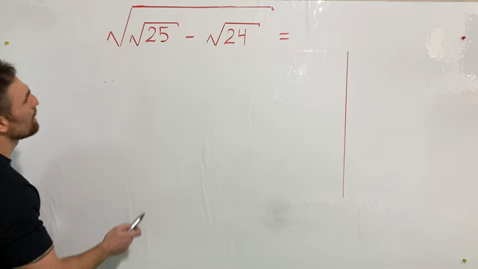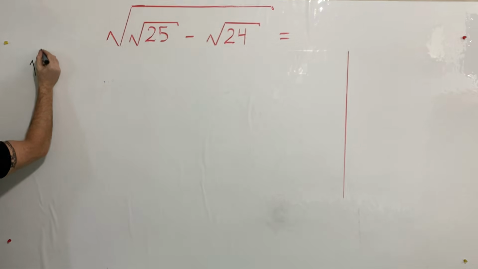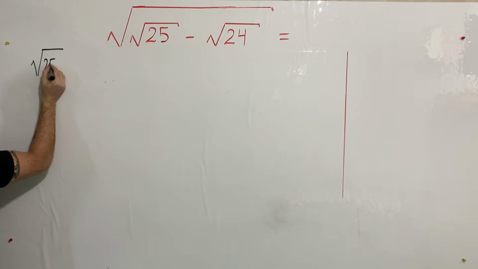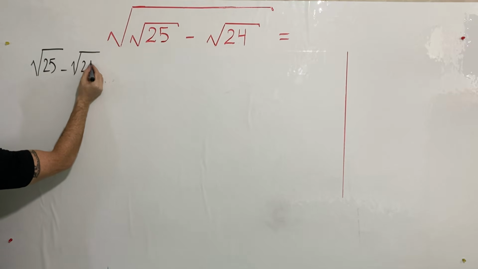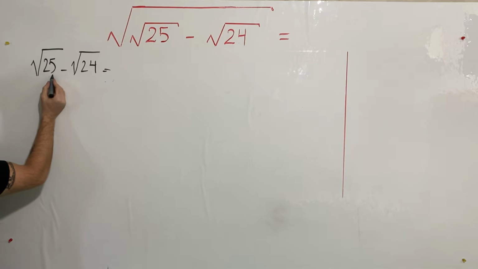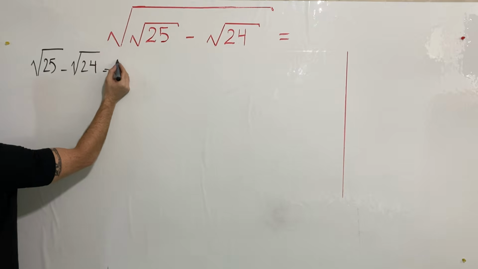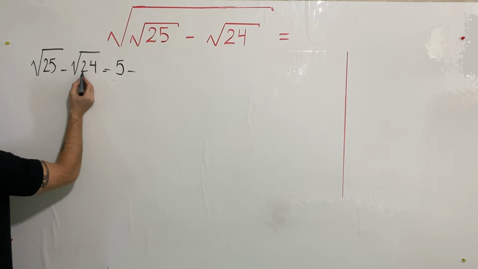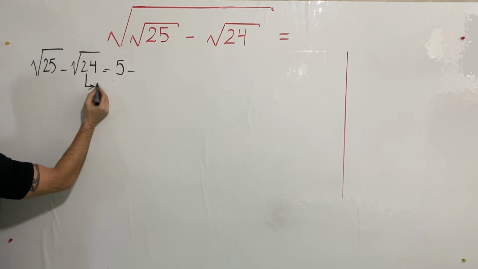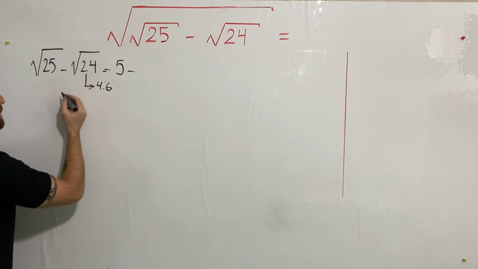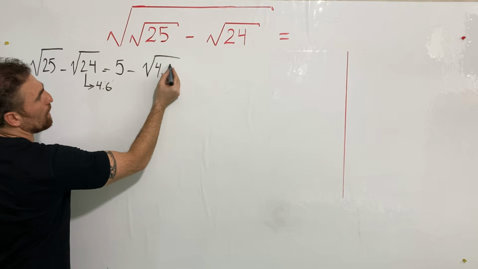To solve this, let's rewrite this inner part that says square root of 25 minus square root of 24. As you know, 25 is a perfect square, and square root of 25 is going to be 5 minus. And 24 can be written as a product of two numbers, 4 and 6. So it's going to be square root of 4 times 6.